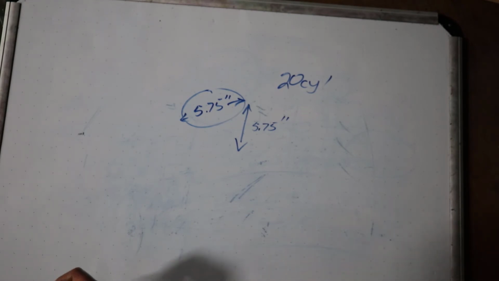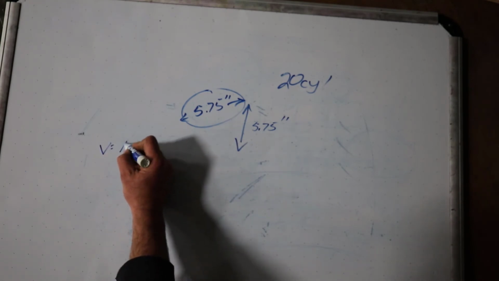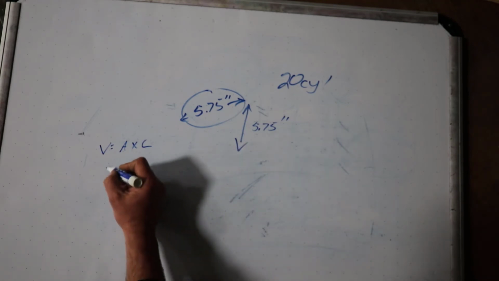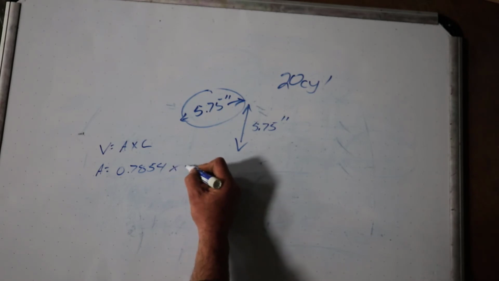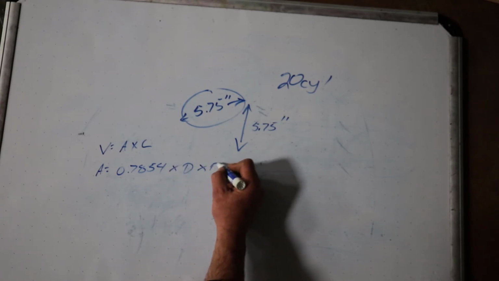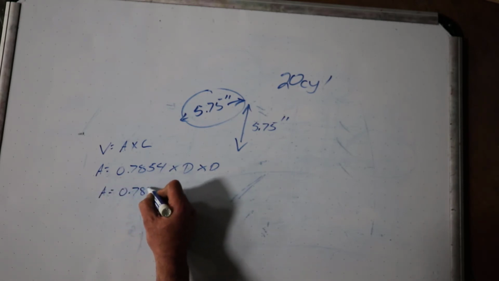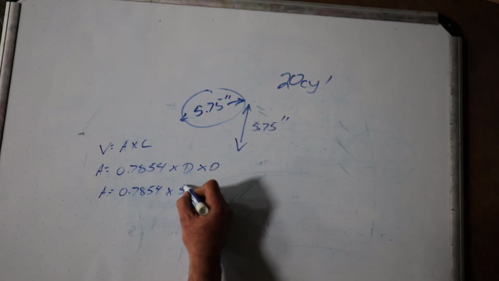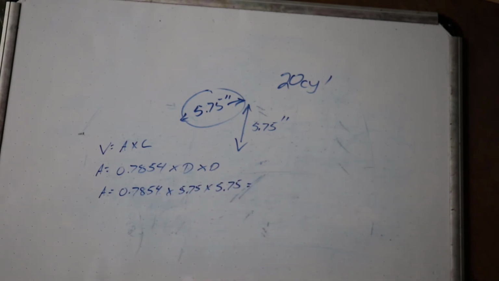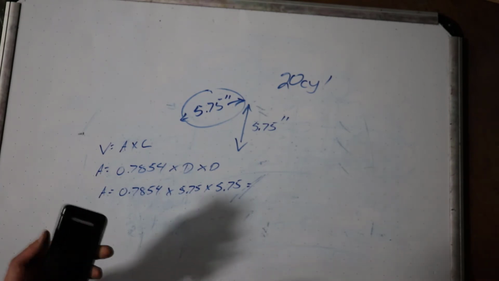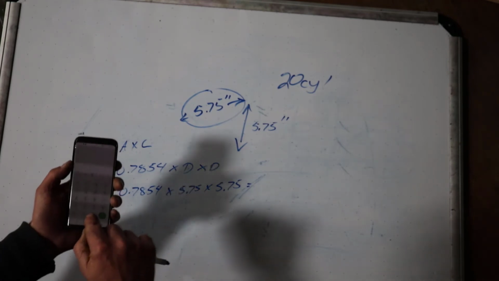Okay, we need to know the volume of one cylinder. Volume equals area times length of stroke. Area equals 0.7854 times the diameter of the bore times the diameter of the bore. So area equals 0.7854 times 5.75 times 5.75, and that will give me a grand total of somewhere pretty close to 25 square inches.